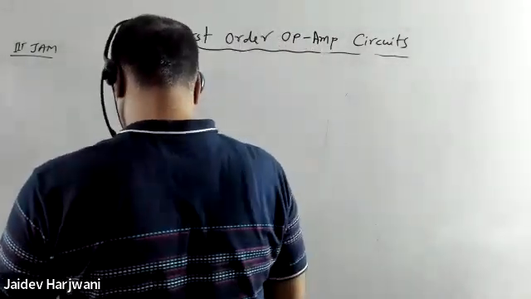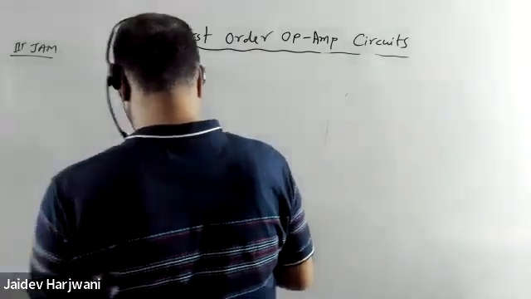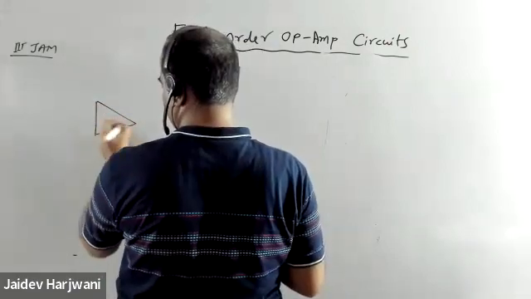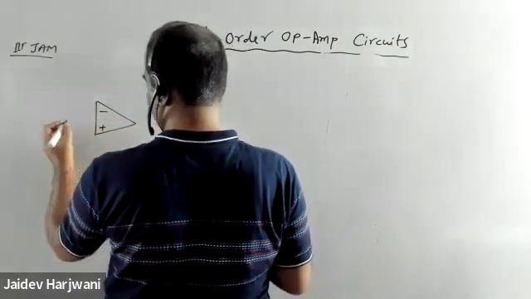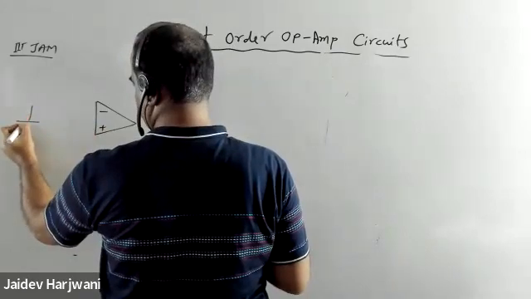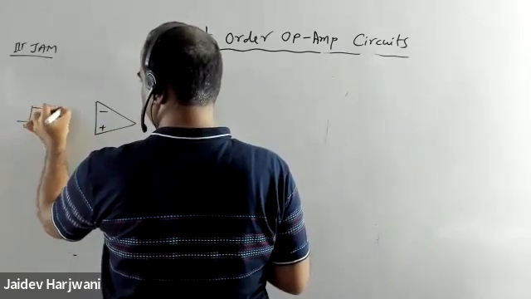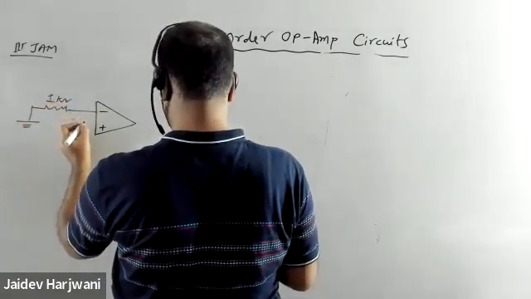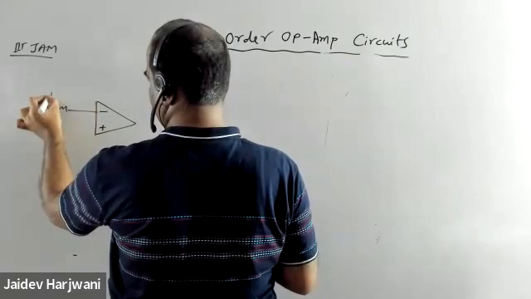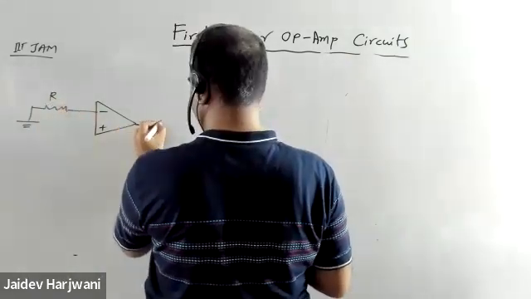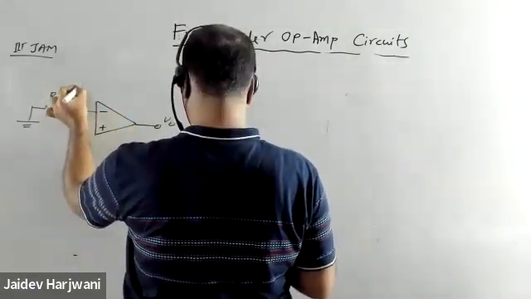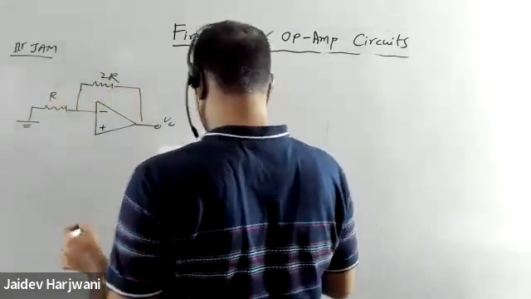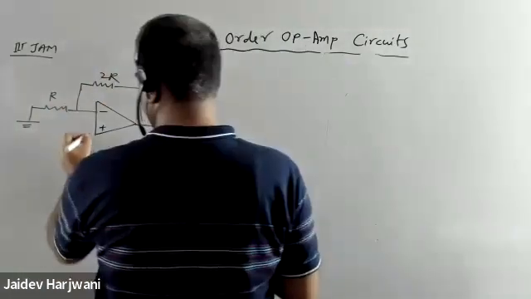Now I have one more question. Okay, this is also IIT-JAM. This is minus plus. Okay, this is given 1 kilo ohm. Sorry, this is given R. Here we have V naught. This is also 2R.